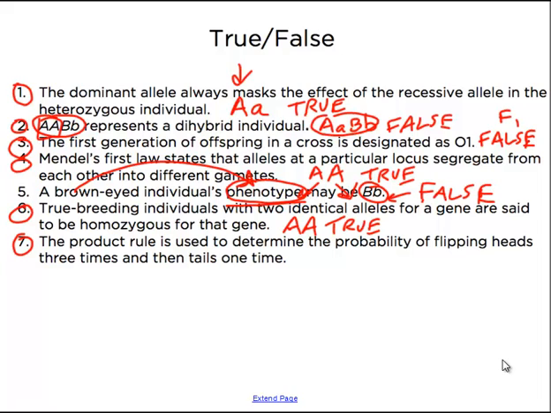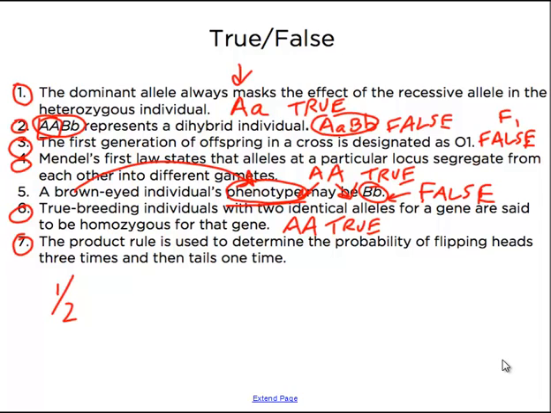And lastly, the product rule is used to determine the probability of flipping heads 3 times and then tails 1 time. The product rule is multiplication. So basically the idea is what's the probability of flipping heads or tails? It happens to be a half in this case, right? Whether it's heads or tails. But if you want this exact sequence, this is what's important.